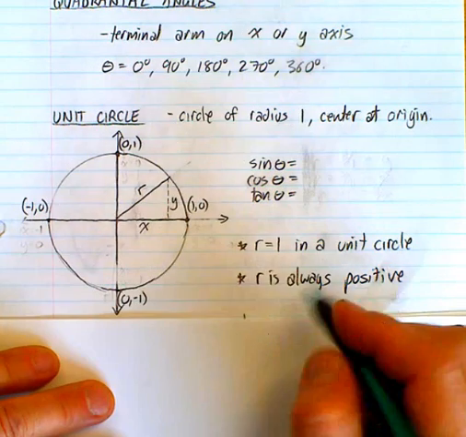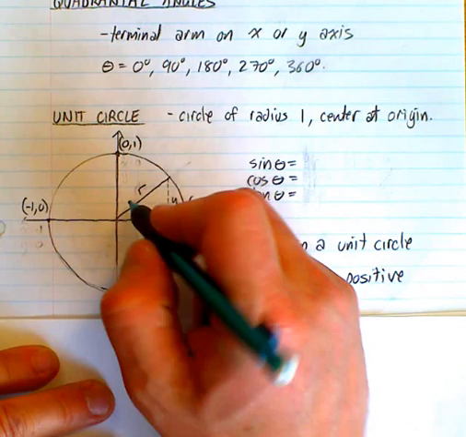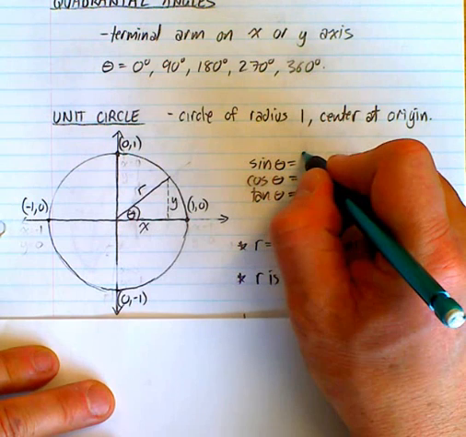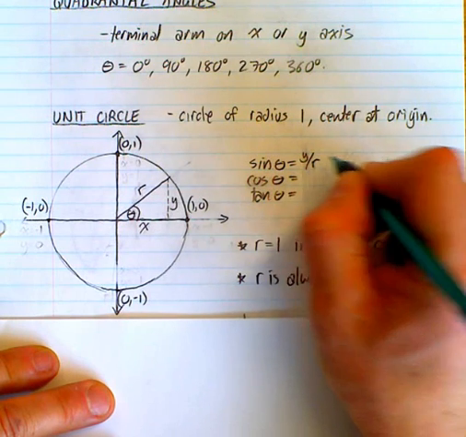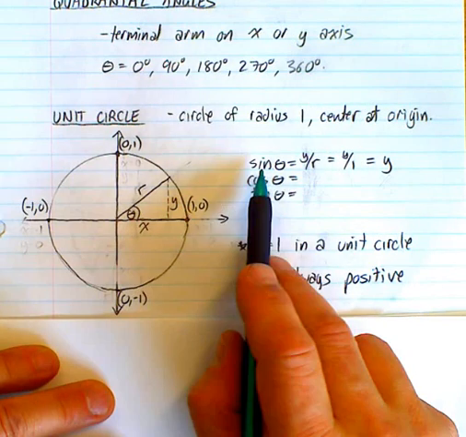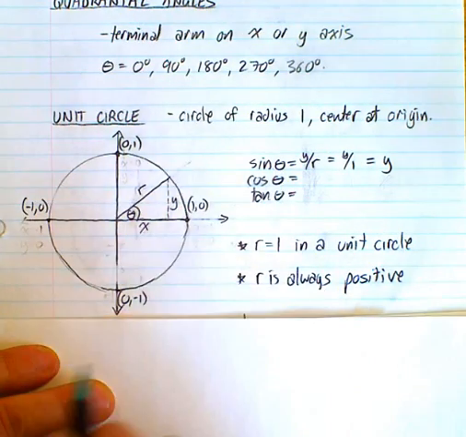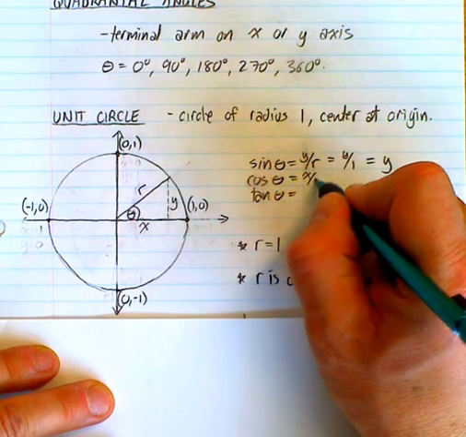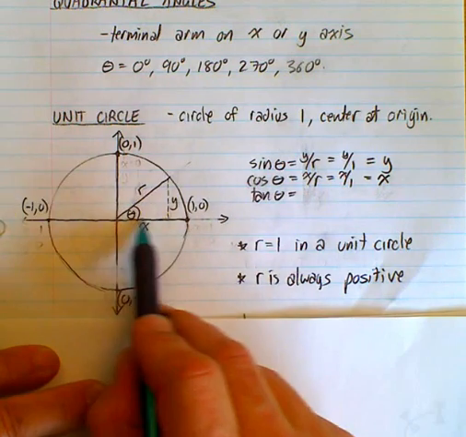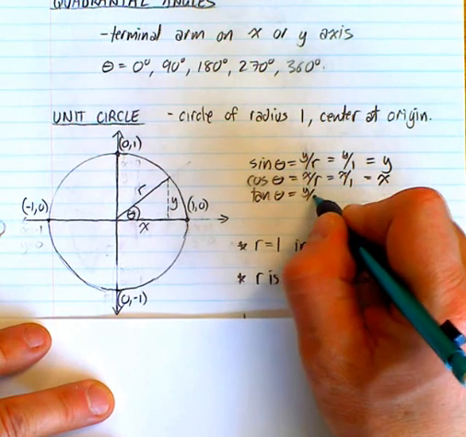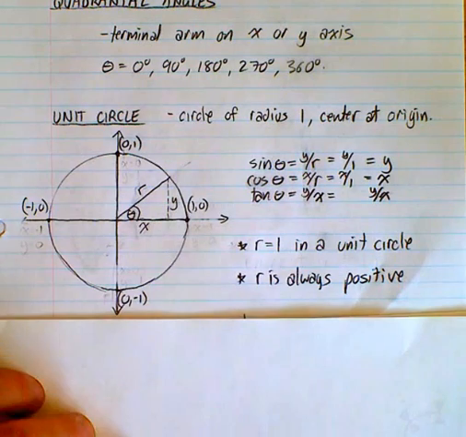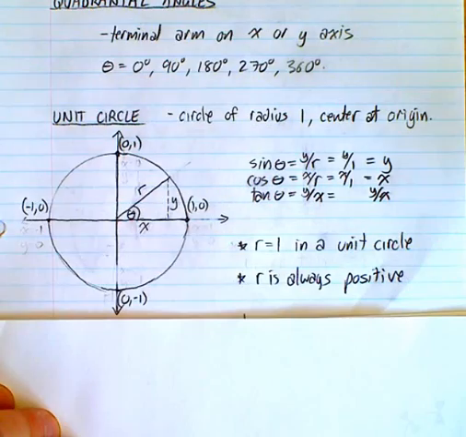Okay, so if we look at sine theta, it's the opposite over the hypotenuse. It's y over r, which is y over 1, which is y. So in a unit circle, your sine is equal to the y value. Similarly, with the cos, it's x over r, or x over 1, or simply x. The cos is equal to the x value. And tan is always y over x. That doesn't really change. It just stays as y over x, okay? Because those things change, the r remains constant.